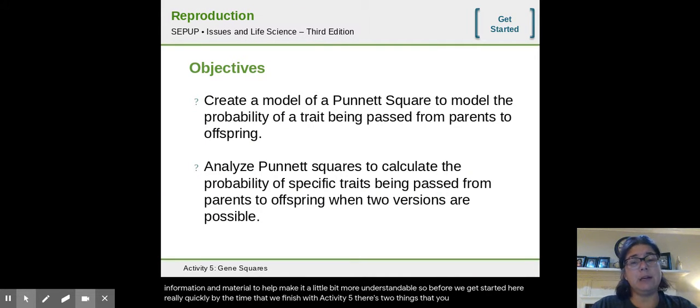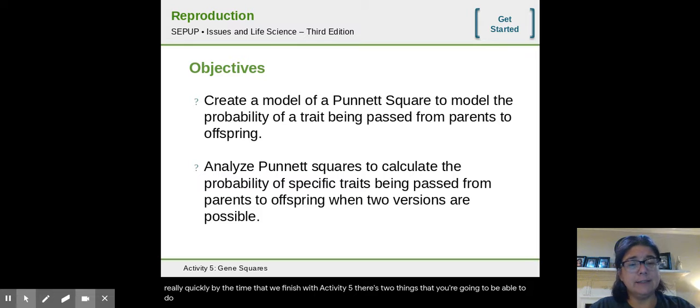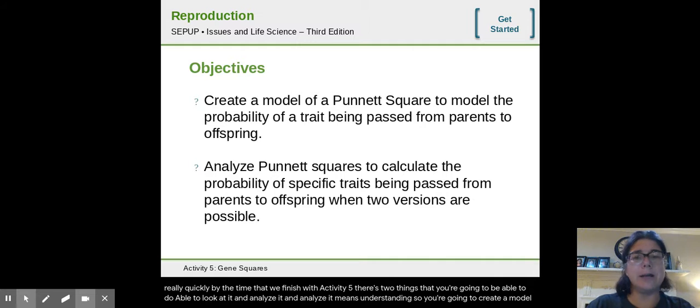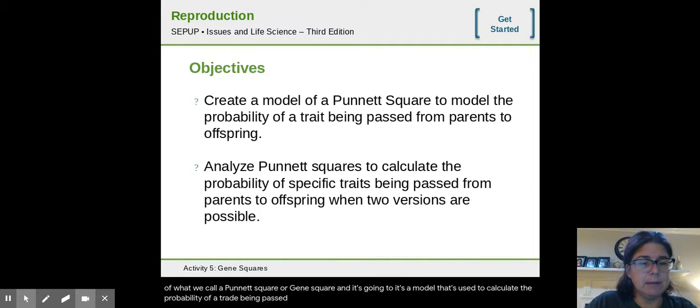Before we get started here, really quickly, by the time that we finish with Activity 5, there's two things that you're going to be able to do. You're going to create something and you're going to be able to look at it and analyze it. Analyze it means understand it. So you're going to create a model of what we call a Punnett square or a gene square. And it's a model that's used to calculate the probability of a trait being passed from a parent to an offspring.